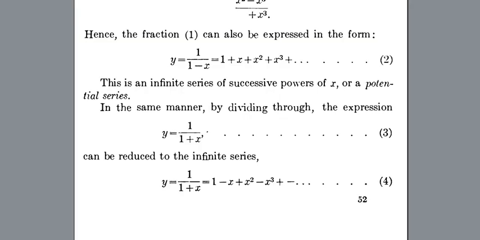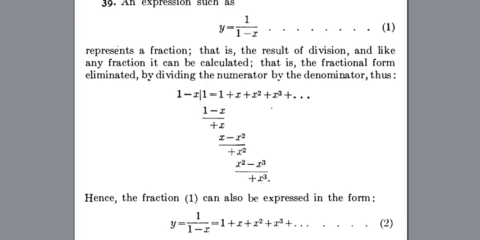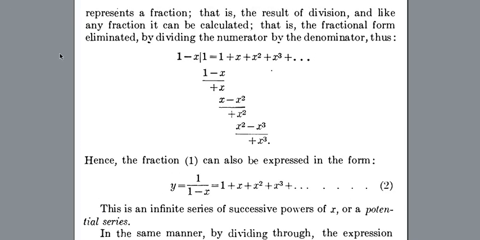In the same way, by dividing through, the expression y equals 1 divided by the quantity 1 plus x can also be reduced to an infinite series. Y equals 1 divided by the quantity 1 plus x, which equals 1 minus x, plus the square of x minus the cube of x, and so on. This is a quick explanation of the long division process.